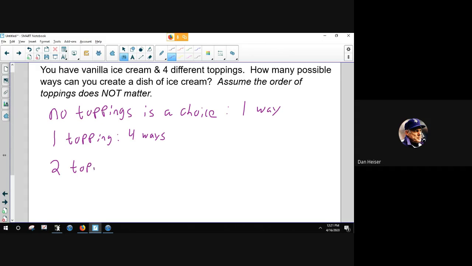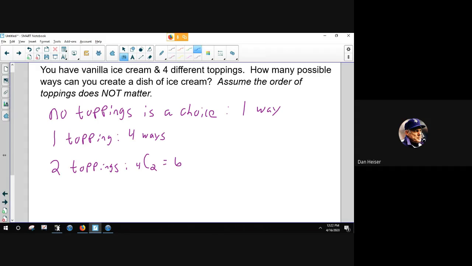2 toppings. Again, order does not matter. So chocolate and butterscotch would be the same as butterscotch and chocolate. Caramel and sprinkles would be the same as sprinkles and caramel. So we have to eliminate all the repeats. This is an nCr situation. 4 toppings, choose 2. 4C2 ends up being 6.